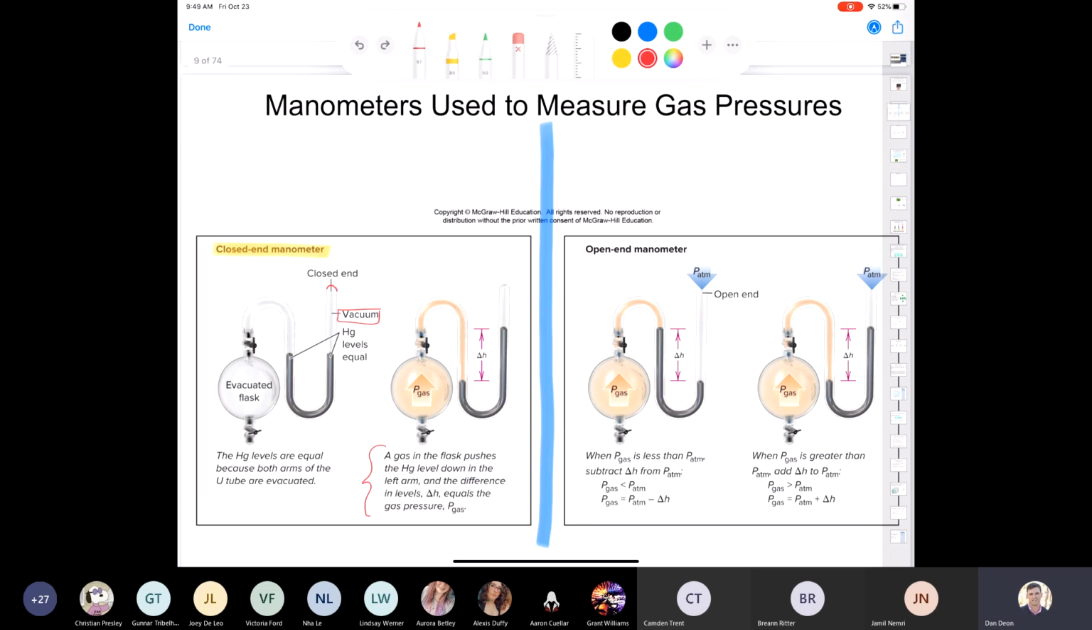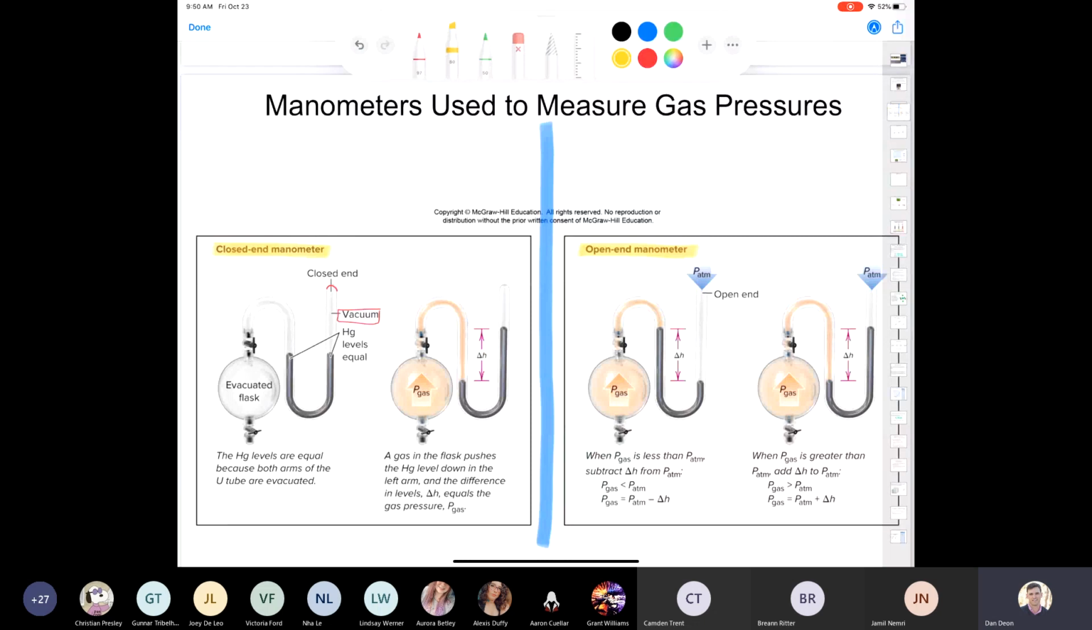And so when that happens, the pressure of the gas can be measured by looking at the change in the height of the column of mercury. So that delta H, whatever that is in millimeters of mercury, that's going to be equal to the pressure of our gas. Now that's with a closed-end manometer. I don't call it a barometer, it's a manometer, right?